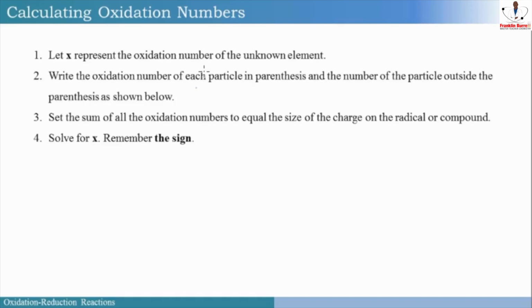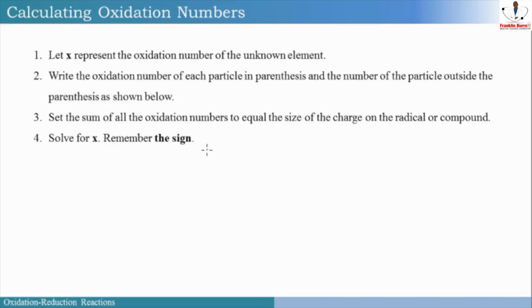But if we don't know, then we will need to calculate it, and we are going to assign that unknown element X. Two, we are going to write the oxidation number of each particle in parentheses and the number of the particle outside the parentheses as shown below. And I'll show you what I mean by that. And then we will solve for X. Remember, we are not going to ignore our signs.